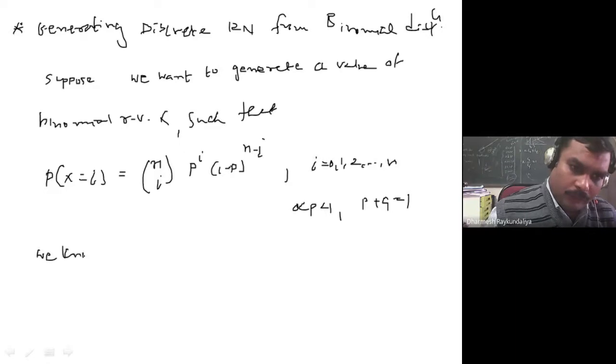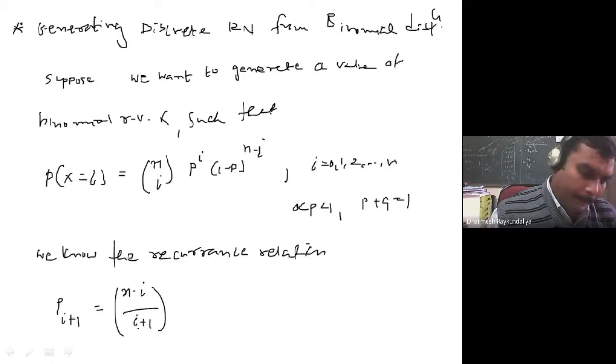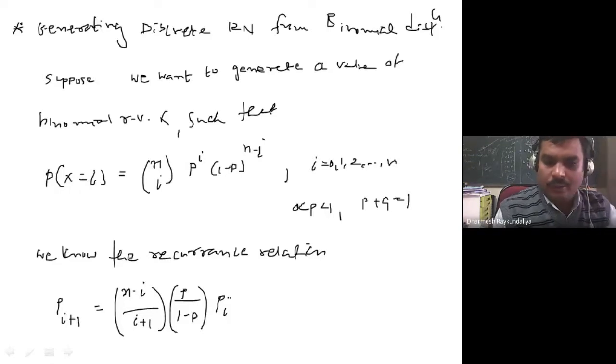We know the recursive formula, the recurrence relation. What is the recurrence relation? P of i plus 1 is equal to (n minus i) upon (i plus 1) into p by q. But in place of q, what are we writing? 1 minus p. So p by (1 minus p) times P of i. So we know this recurrence relation. Yes or no? Yes, sir. Okay.